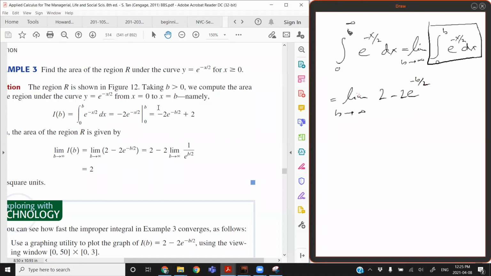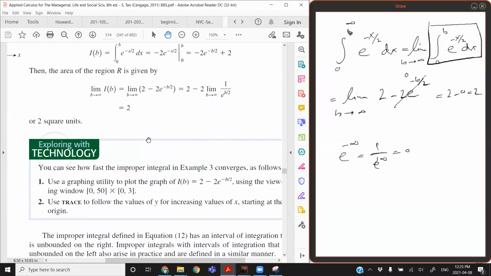And then in order to calculate this, I just need direct substitution. That is, I plug in infinity into this, I get e to the power of negative infinity. E to the power of negative infinity is like 1 over e to infinity, so it's 0. So the whole thing is going to be 0. I get 2 minus 0 is equal to 2. Are we good? Any questions?